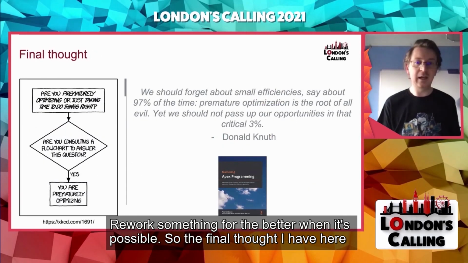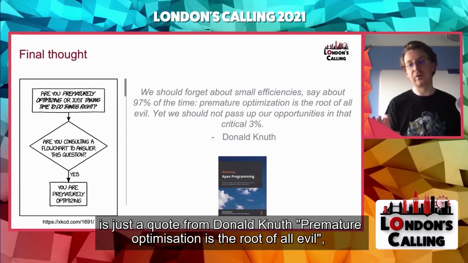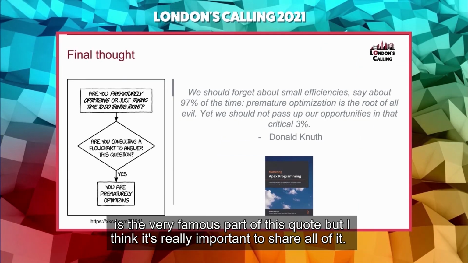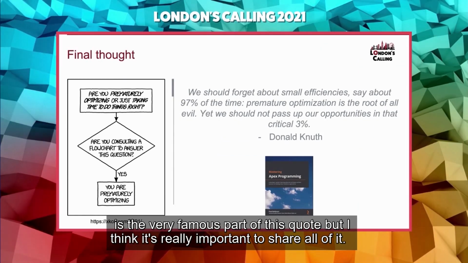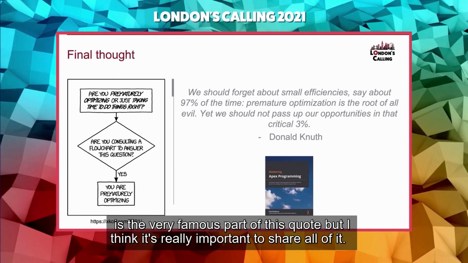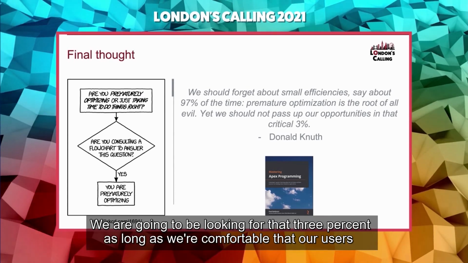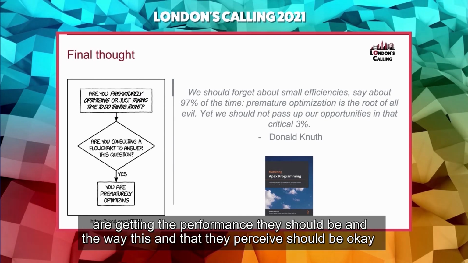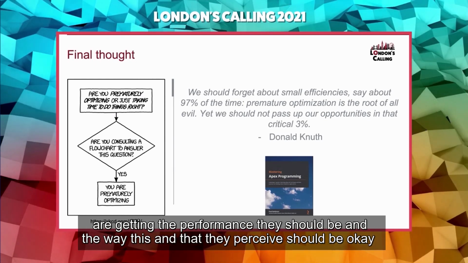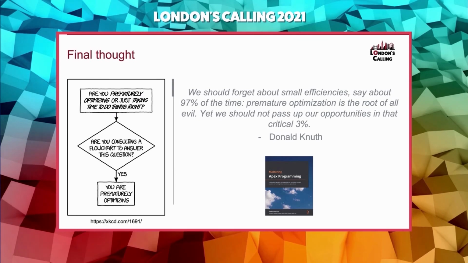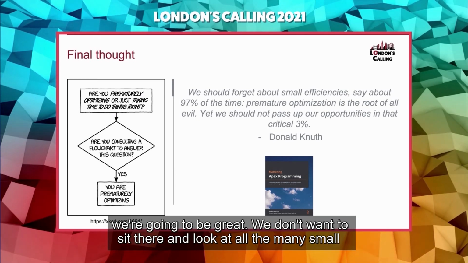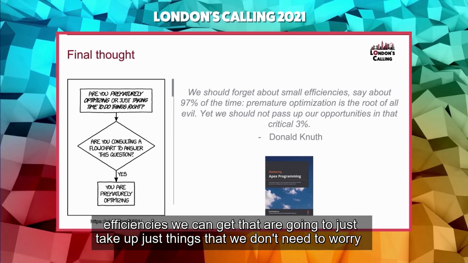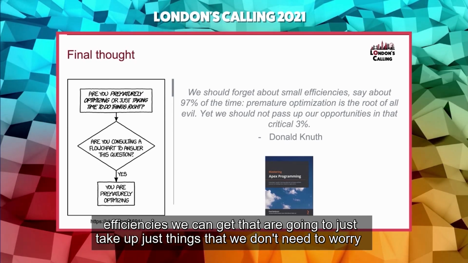So the final thought I have here is just a quote from Donald Knuth. Premature optimization is the root of all evil is the very famous part of this quote, but I think it's really important to share all of it. We are going to be looking for that 3%. As long as we're comfortable that our users are getting the performance they should be and that they perceive should be okay, we're going to be great. We don't want to sit there and look at all of the many small efficiencies we can get that are just things that we don't need to worry about.